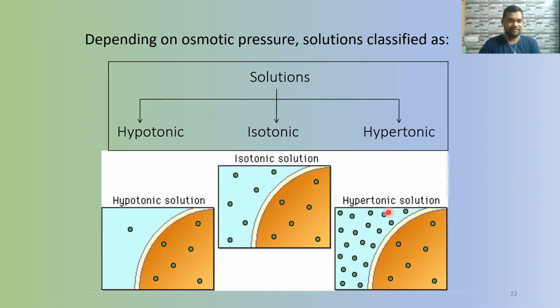इसका opposite है hypertonic. You can see number of solutes are more outside the plant cell as compared to inside. That's why it is hypertonic. And if the amount of solutes are almost equal inside and outside the cell, it is called isotonic solution. Iso means same.